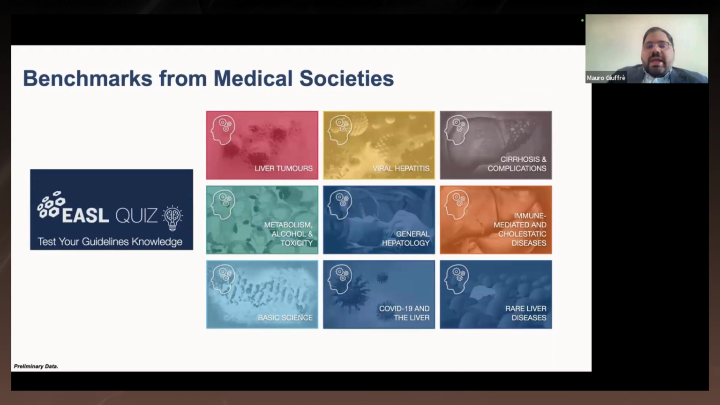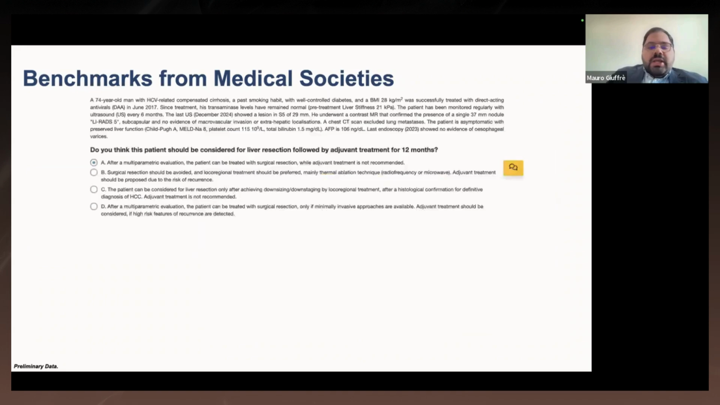So we need benchmarks. We need a way to define which LLM is the best one. And the European Association for the Study of the Liver, without knowing it, released every 2 weeks some multiple choice questions, which are the campus quizzes. And they are related to multiple topics among the hepatology knowledge. And I just want to show you that, for example, this is a typical question. So it's not that simple a question. There are even more complex questions.